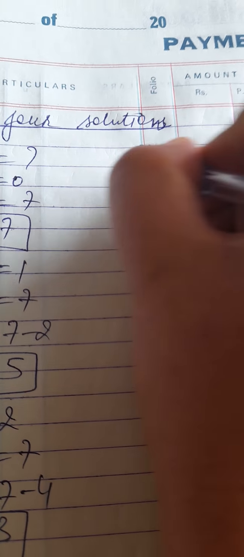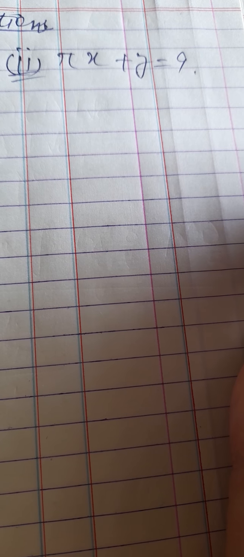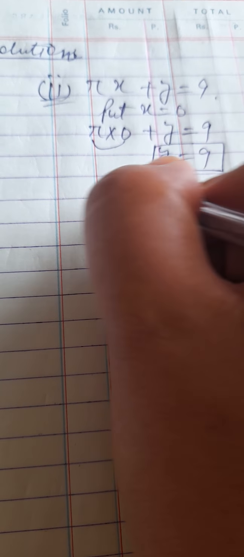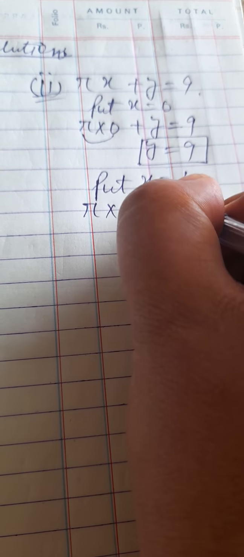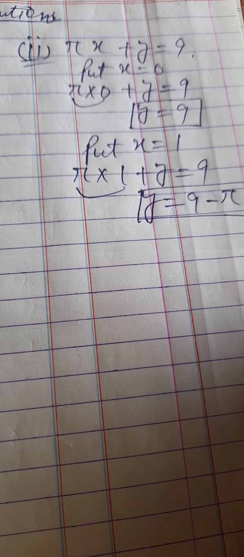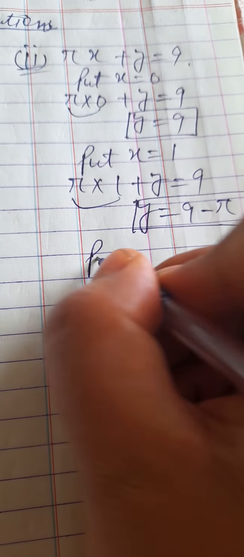Now we start its second part. Pi x plus y equals 9. Same way se beta put x is 0. Pi into 0. This becomes 0. So we get y is 9. Next, put x is 1. Pi into 1. Pi ones are pi. Shift pi to its right hand side. Y is 9 minus pi. There is no need to put the value of pi. Our answer is in terms of pi.